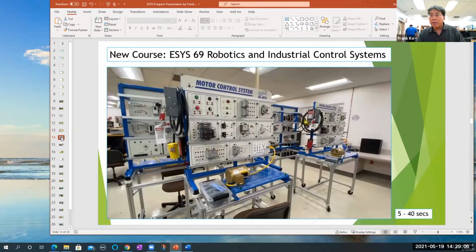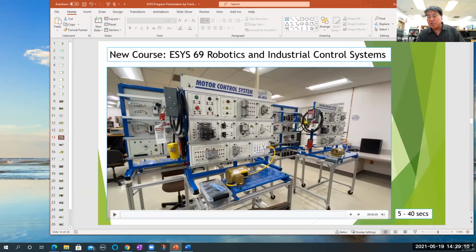Here is an example of our motor control word system. And students learn hands-on with high voltage. They learn where to put their hands, where not to put their hands. Everything is monitored and trained, and students are trained very carefully as they're working with three-phase high voltage systems.